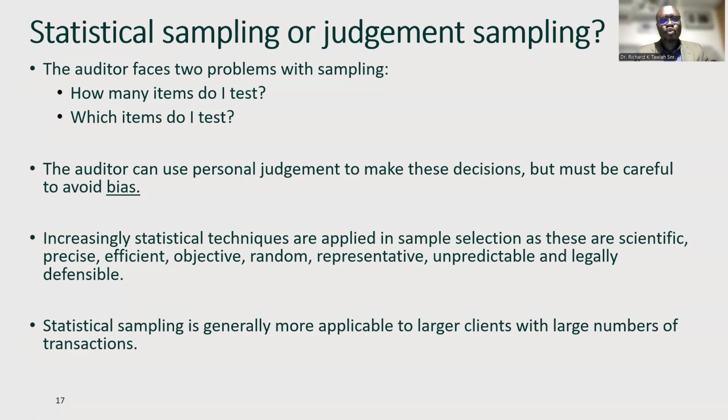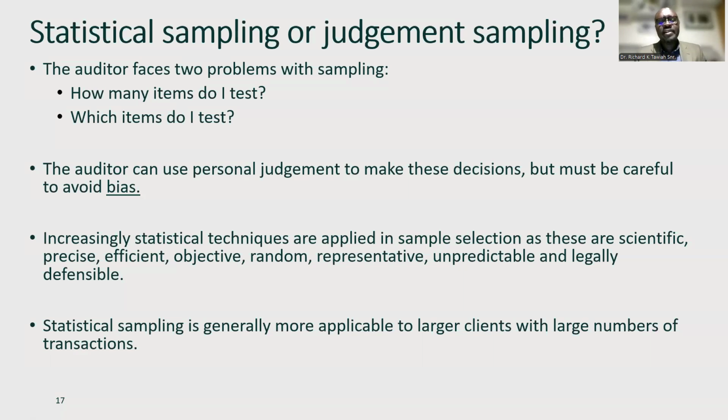Now, the auditor faces two problems with sampling. How many should I test? Which items should I test? Okay, so you can use personal judgment to make these decisions, but be careful. Because I am afraid to incorporate bias, I'll go for scientific, the statistical.